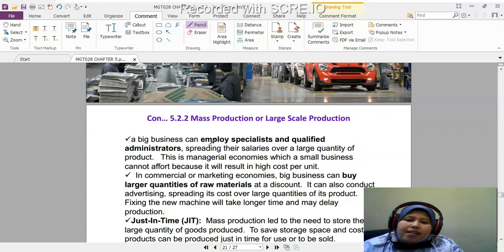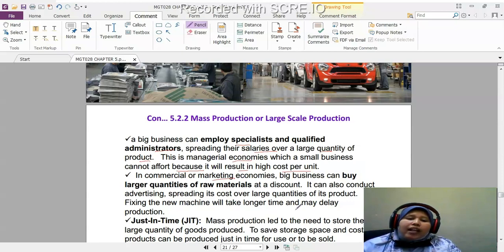Then, a big business can employ specialists and qualified administration, spreading their salaries over a large quantity of products. This is managerial economics, which a small business cannot afford because it will result in high cost per unit. In commercial or marketing economies, big business can buy larger quantities of raw material at a discount. It can also conduct advertising, spreading the cost over large quantities of its products.